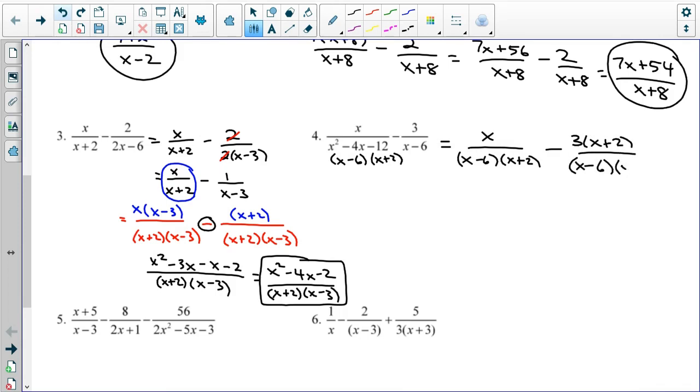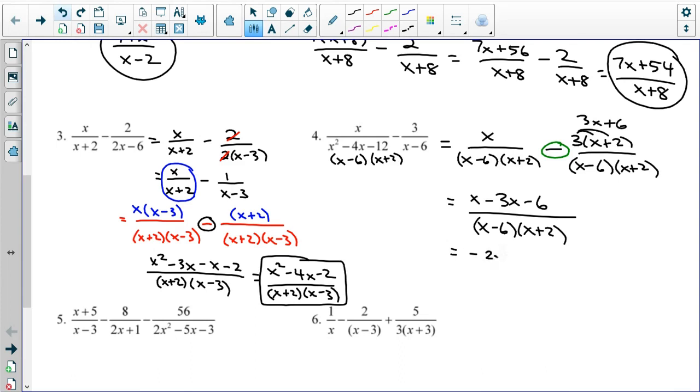So I have x minus 6 times x plus 2 as my common denominator. Now I'm going to rewrite this by actually subtracting things. So x minus 3x minus 6. Once again, it's important to note that if I distribute this, I get 3x plus 6, but I have to distribute this negative sign. That's very, very important. So I end up with negative 2x minus 6 over x minus 6 times x plus 2.